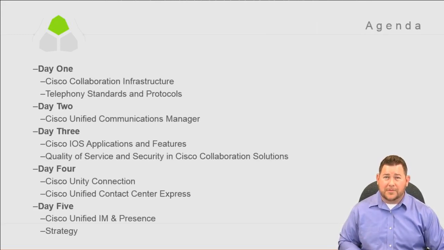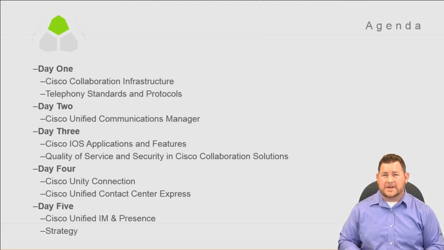Here's the agenda that we're going to go through. Today, we're going to cover the Cisco collaboration infrastructure, things like DHCP, NTP, TFTP, protocols that are going to be on the setup side of things, like registering phones. Then we'll go through the telephony standards and protocols slides, like MGCP, Skinny, SCCP, SIP. That'll probably take up most of the day. It may even run into tomorrow depending on questions and demos.